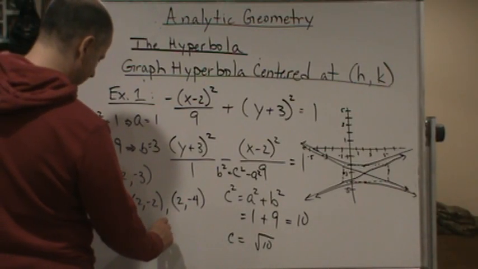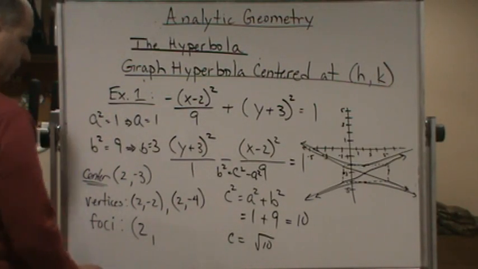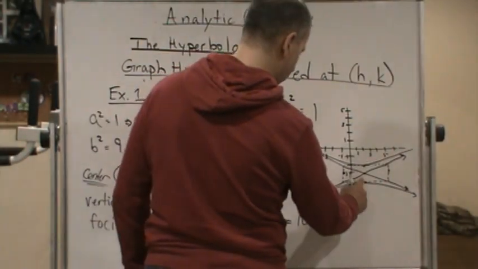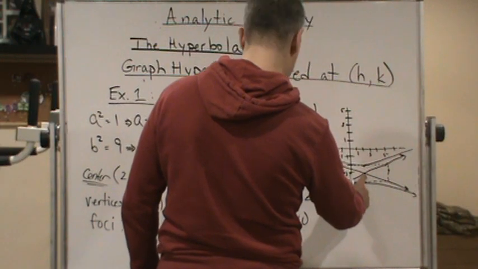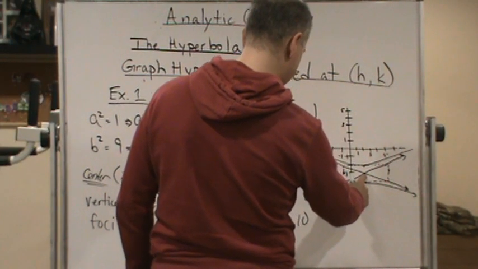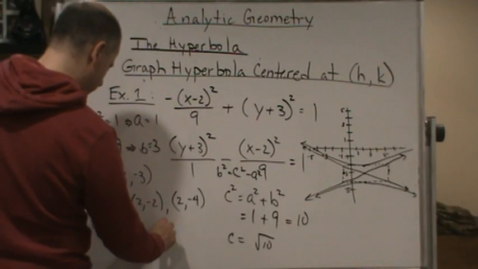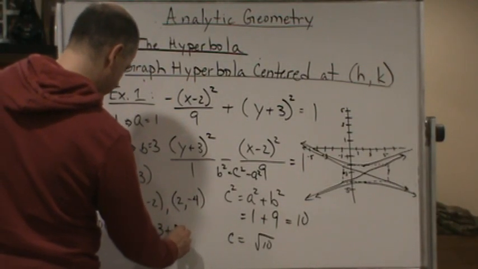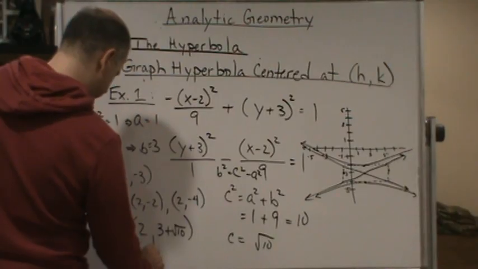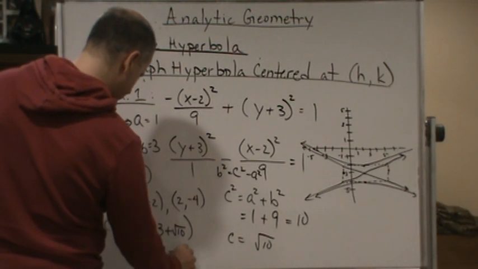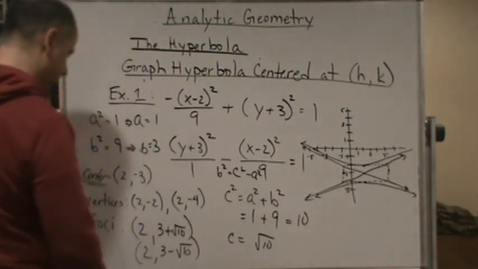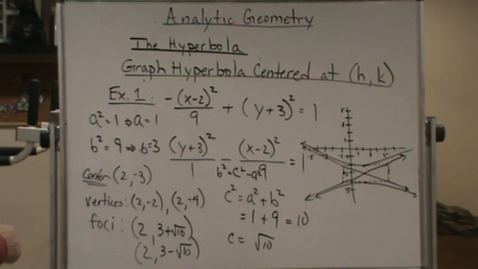And then it's going to be what? In this case here, it's going to be the y value, which is -3, right? So it'll be 3 plus the square root of 10. And then the other focus is going to be 2 comma 3 minus the square root of 10. Oh, hold on a second. Did I do that right? Hold on. Yeah, that's right. And so that gives you that.